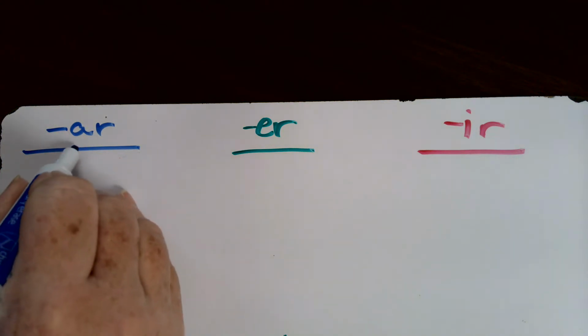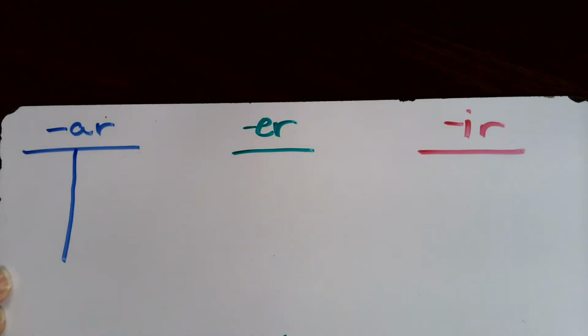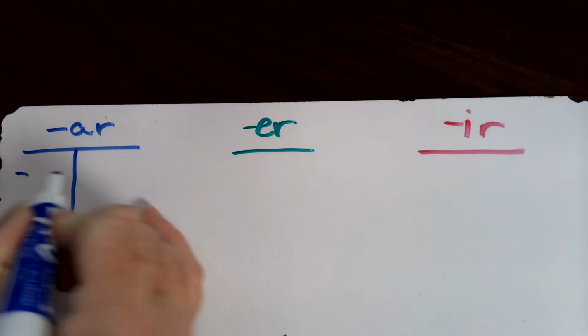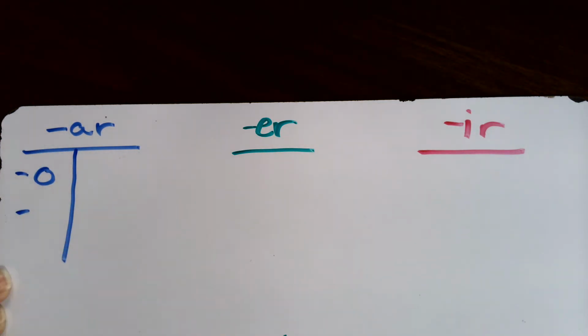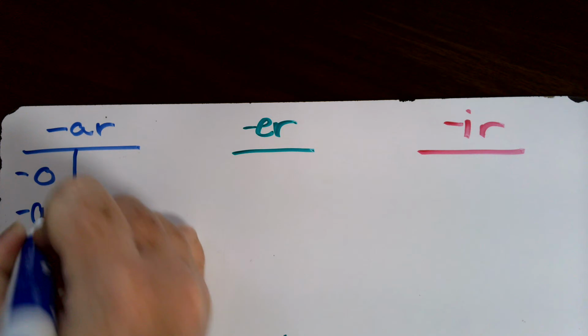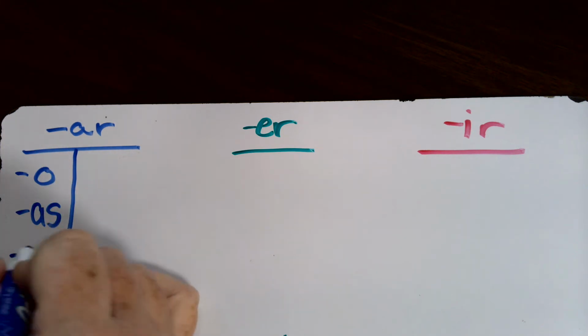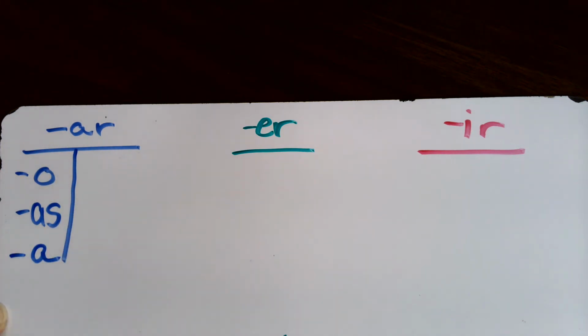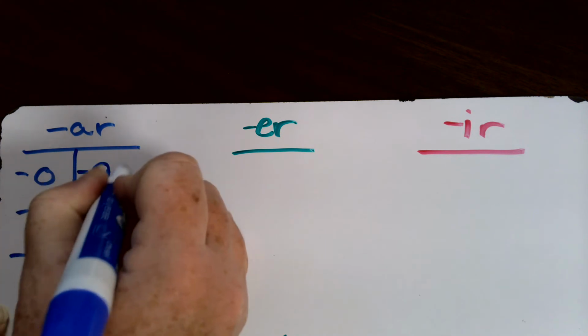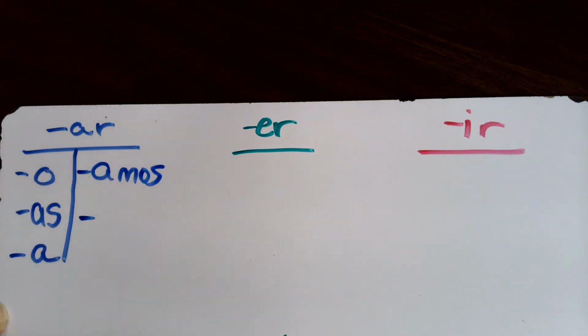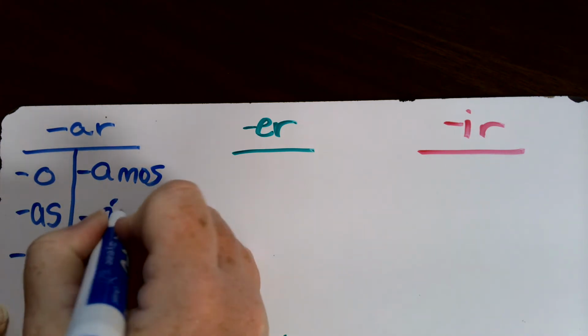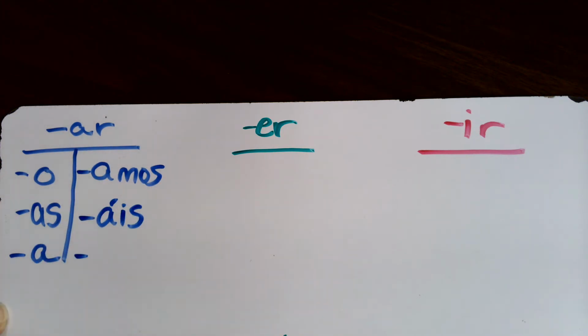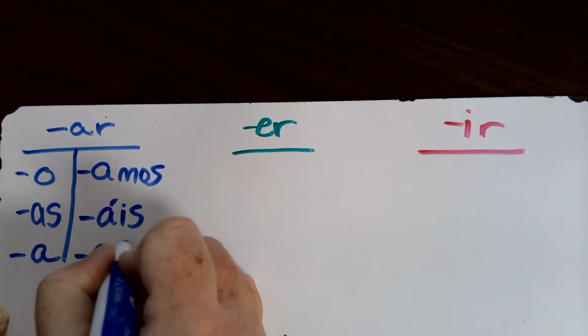So just a reminder for my AR verbs, my endings for the yo form will be o. The tú ending will be as. Usted, él, ella ending will be a. Nosotros will be amos. Vosotros will be áis. And ustedes, ellos, ellas will be an.